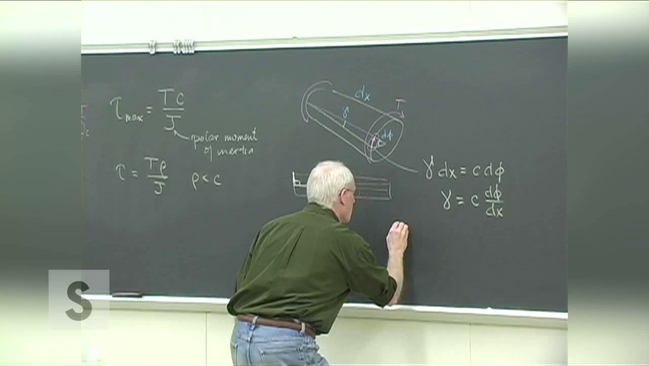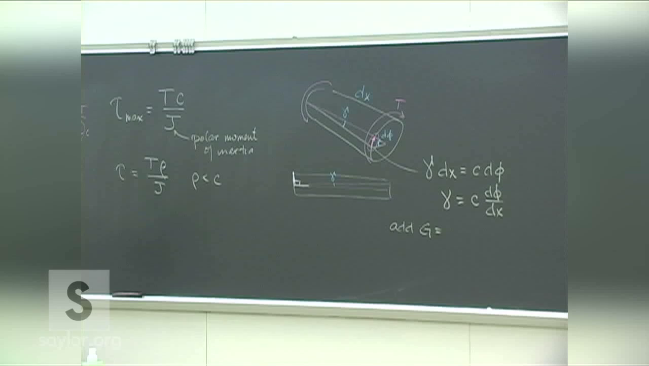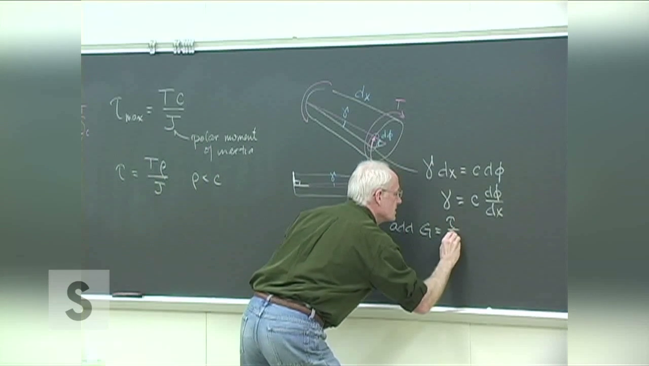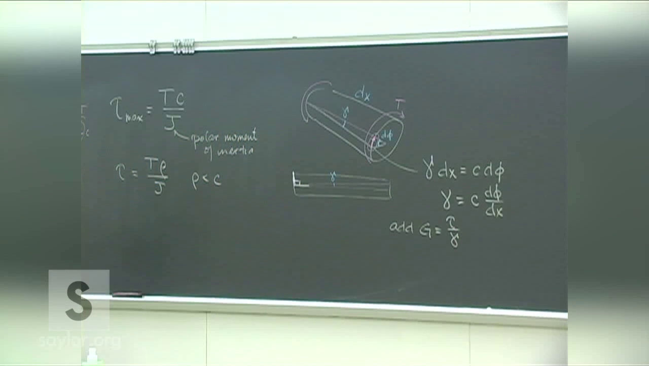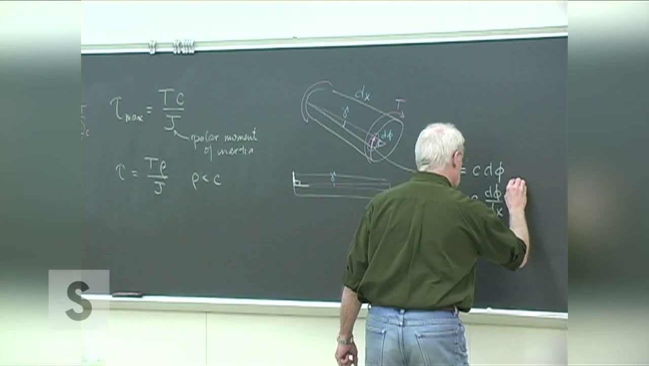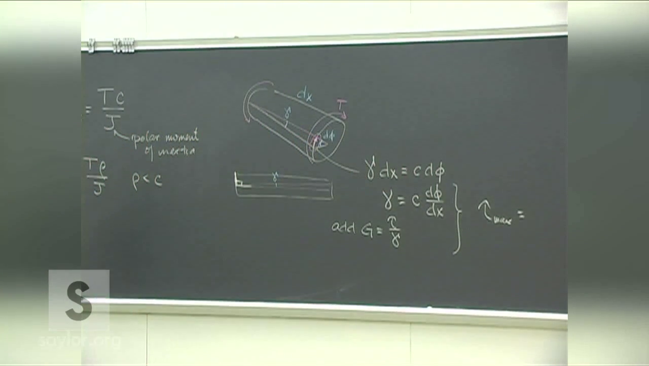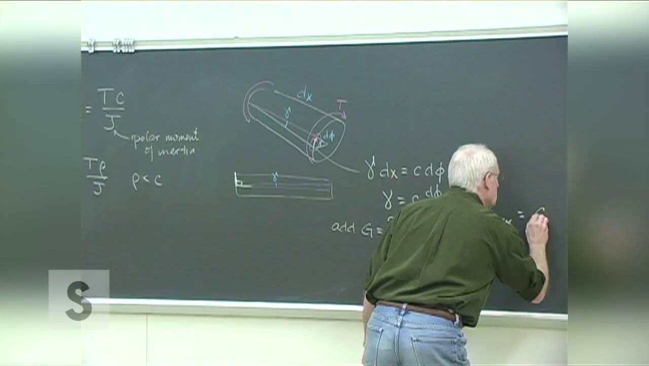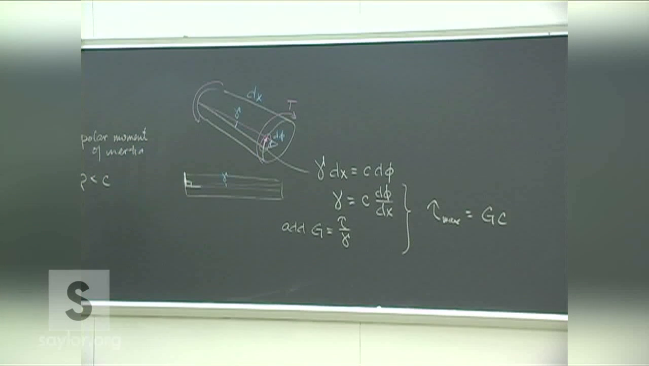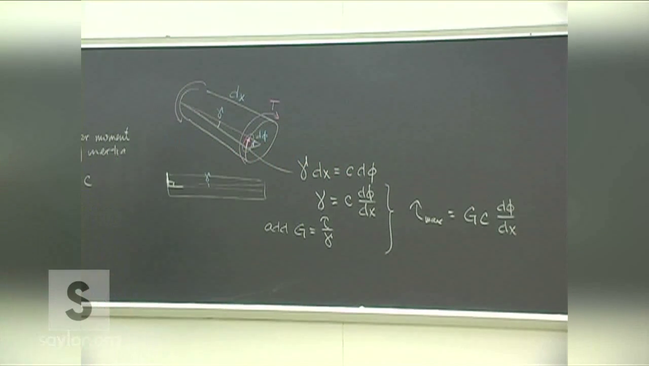Remember that we've got this material constant we call the modulus of rigidity, which is the shear stress over the shear strain. So we can put that in, and combining those two, we get that the maximum shear stress is equal to two constants, the product of two constants independent of the load, times however much angular distortion we get per unit length of material.